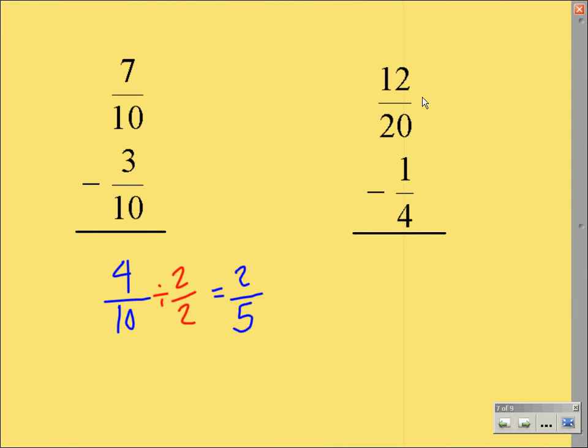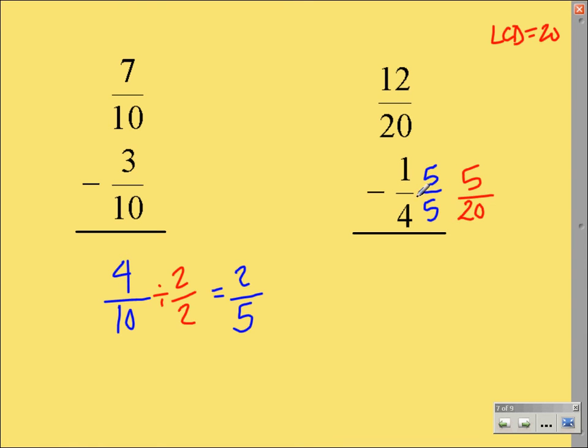In this problem here, 12/20 subtract 1/4, we need to find a least common denominator. In this case, because of 4 and 20, 20 would be our least common denominator. So all we have to do is change this 4 to accommodate that. The fraction of 1 that we are going to use is 5 over 5. So 1 times 5 is going to be 5.